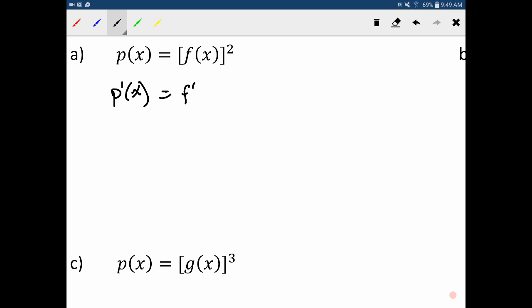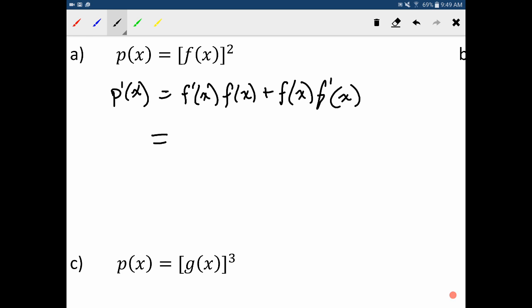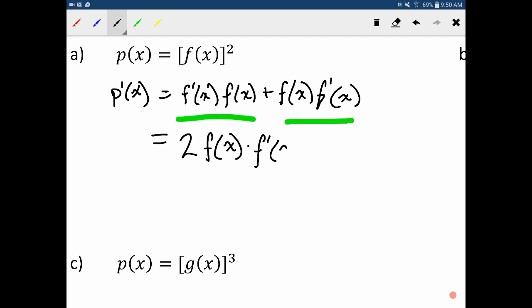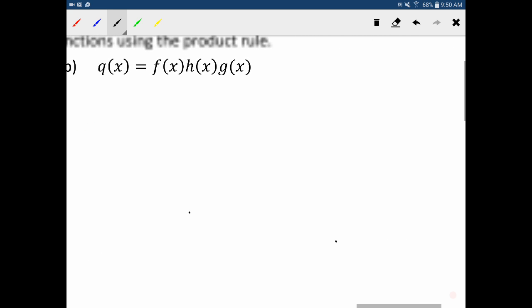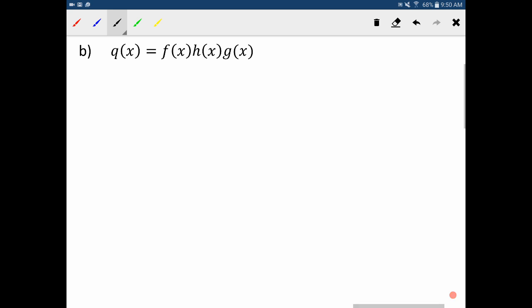But if we have f of x squared, what we're going to do is say, well, then that would be f prime of x times f of x plus f of x times f prime of x. And because multiplication doesn't matter, this is equal to this. So I can just say that it's 2 f of x times f prime of x. Okay, so that one's not actually that difficult. This next one is not that difficult either, but it's quite tedious.